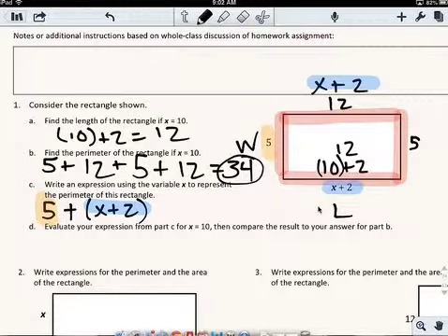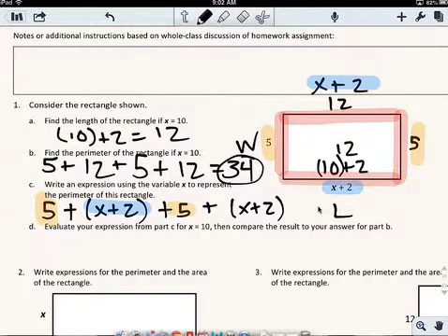Then I'm going to add 5 again, and that's this side here, plus x plus 2, and that is this final side up here. Now I can look at this and try to simplify it a little bit. I'm going to get rid of this label for the length here so I have some more room to work.